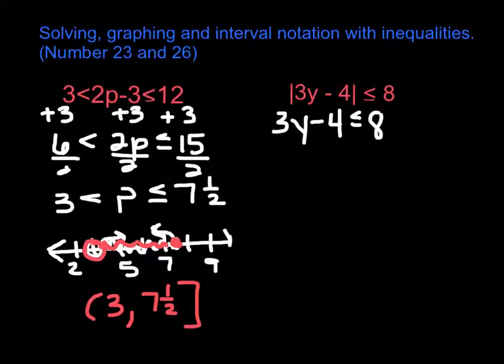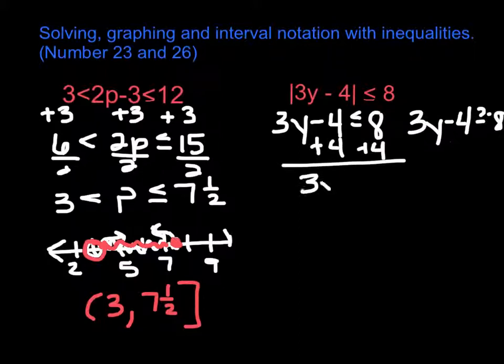Okay, all right, so 3y minus 4, flip the sign, greater than or equal to -8. Then just go through and solve both of them. So add 4 on both sides. 3y is less than or equal to 12. You're dividing by a positive 3, so no need to flip that sign. So y is less than or equal to 4.